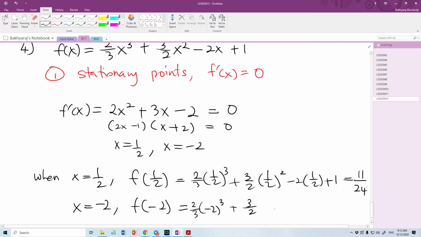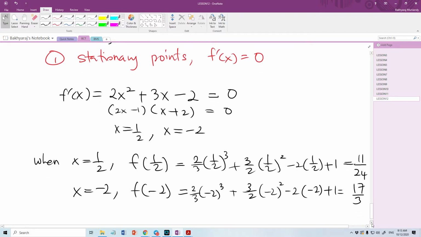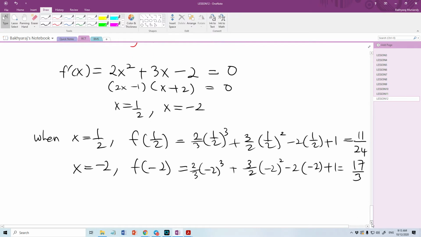Okay, number 2, 2 over 3 times negative 2 to the power of 3 plus 3 over 2 times negative 2 squared, minus 2 times negative 2 plus 1, you get 70 over 3. Oh, 17, 1 7. Okay, this is 17, sorry. Okay, 17 over 3. Now you know the x value and y value, so put them into coordinates.